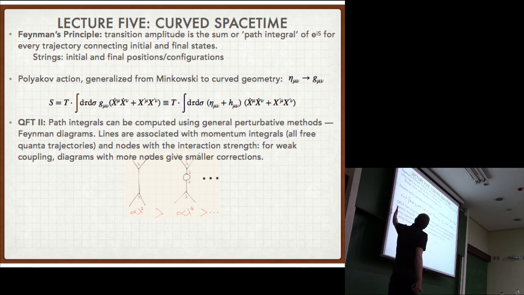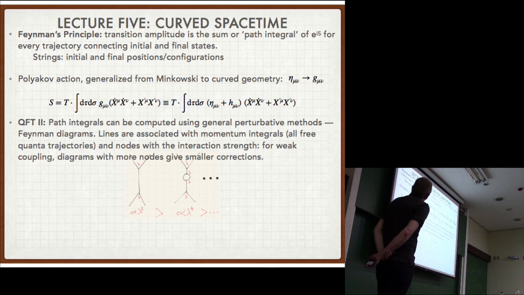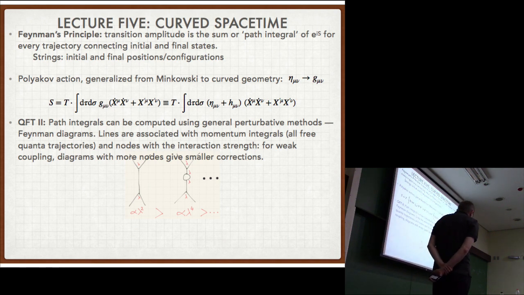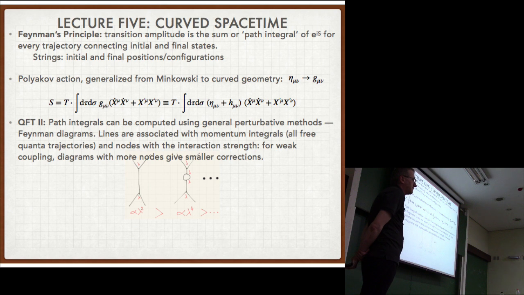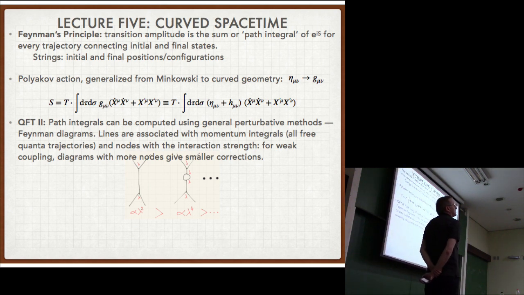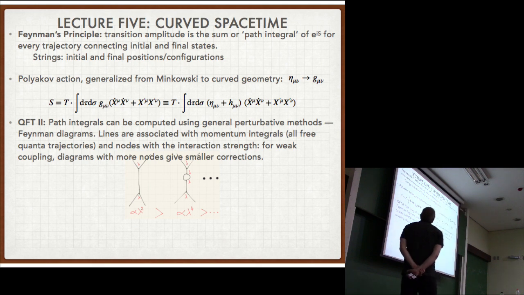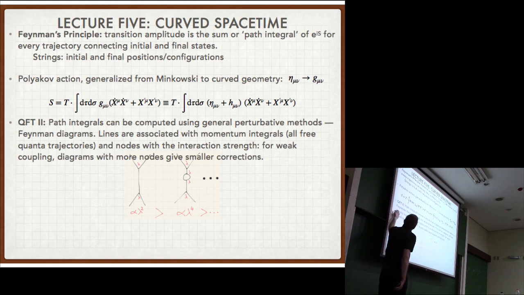The other picture of quantum field theory, of the same theory, develops the idea of a path integral. So Feynman's principle tells you that to calculate a transition amplitude, you have to calculate the amplitudes of individual paths. But calculating a path integral is a complicated and difficult thing to do in general. And Feynman also gave us, and this is part of the practical value of his principle, the fact that these path integrals can be computed using general, almost algorithmic perturbative techniques. And these are Feynman diagrams.